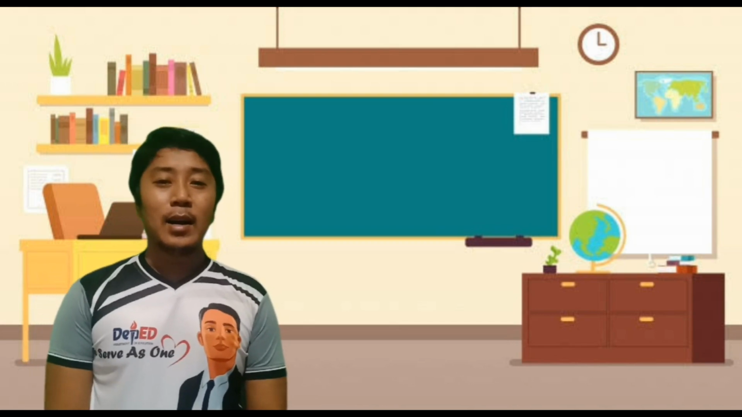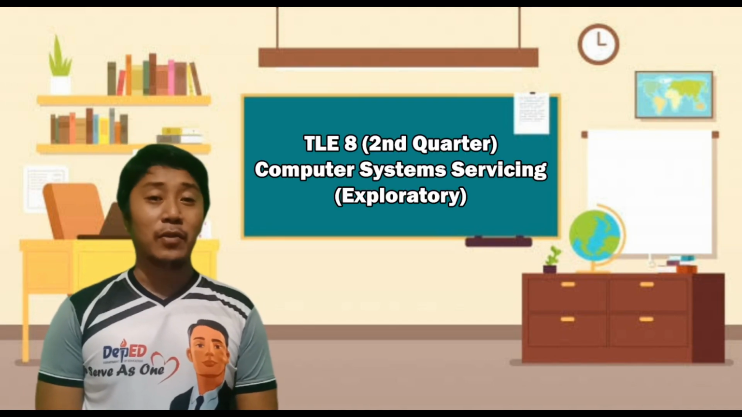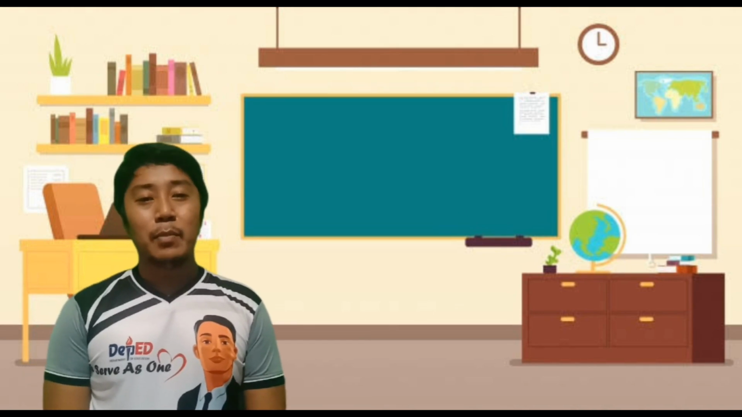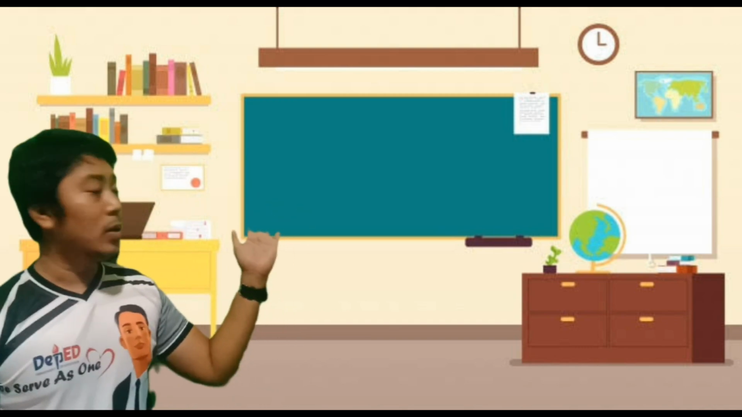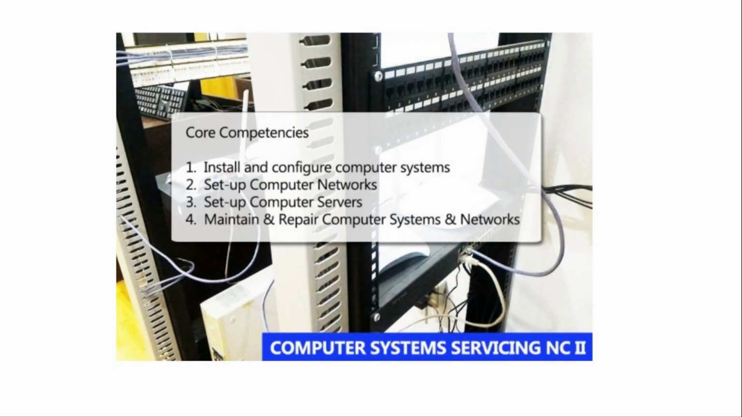In this video lesson, I'll discuss what our subject is all about, which is Computer System Servicing, that is part of TLE. I'll also discuss the main topic for Module 1, which is Personal Entrepreneurial Competencies or PECs. So let's start! Our subject is Technology and Livelihood Education, and the component area for the second quarter is Computer Systems Servicing. Now, the Computer Systems Servicing qualification consists of competencies that one must possess to enable one to install and configure computer systems, set up computer networks, set up computer servers, and maintain and repair computer systems and networks.